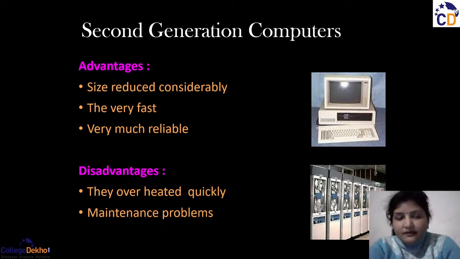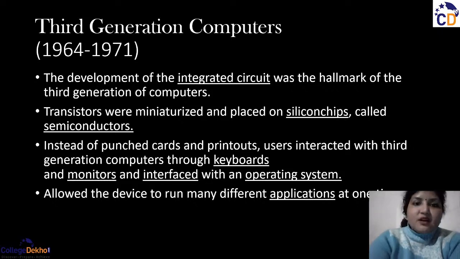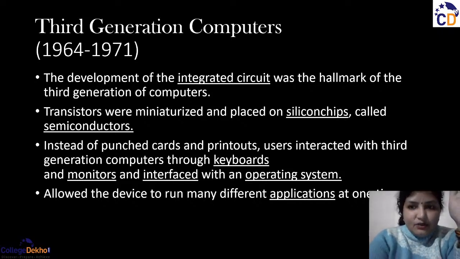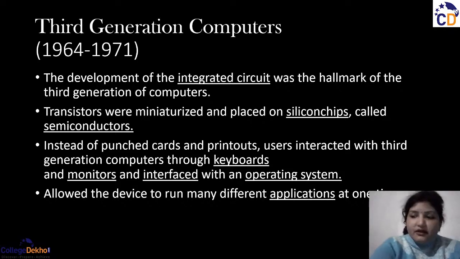Then we have the third generation computer. Now we come from vacuum tubes to transistors, and now to integrated circuits, right? ICs, what we call ICs. The development of integrated circuits was the hallmark of the third generation. So here we are using what? The integrated circuits. Transistors were miniaturized and placed on silicon chips called semiconductors.